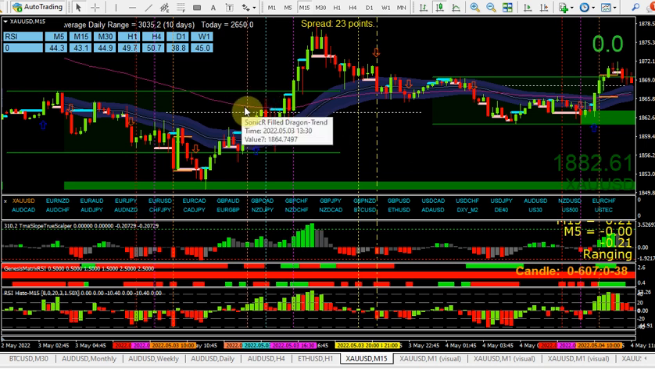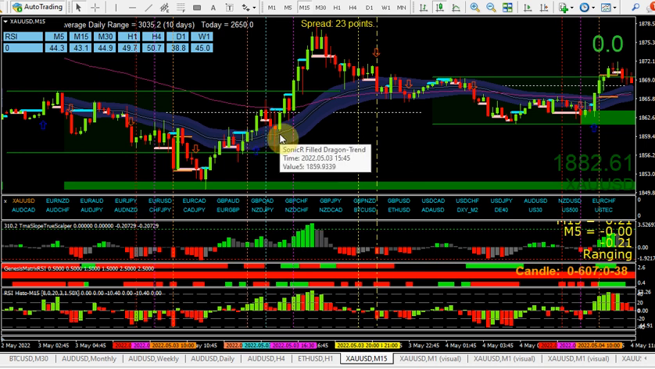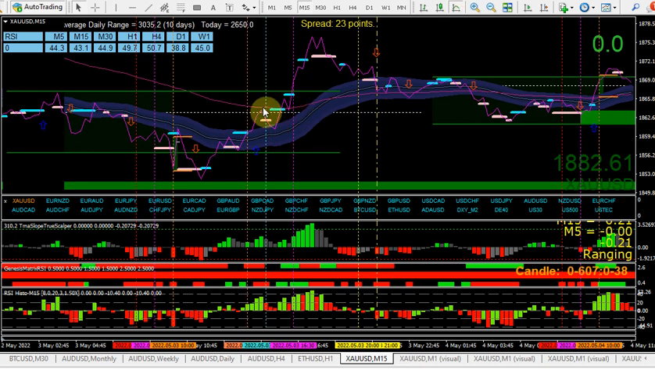And where does it stop? The 89. And it's tested. It's bounced between the two. If you take the wicks off, you would see the line chart there. In fact, we will. That is respecting both levels. And then what does it do? It comes up, it breaks it, comes back and tests it, and then takes off. You cannot unsee this stuff.